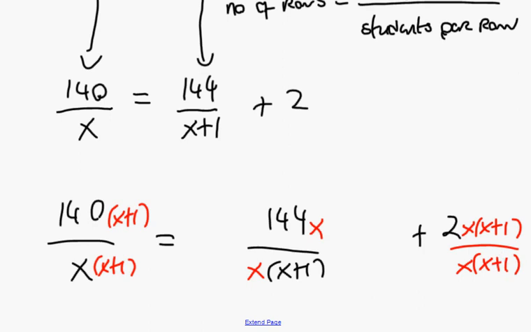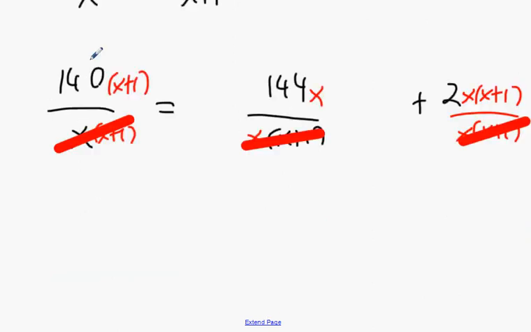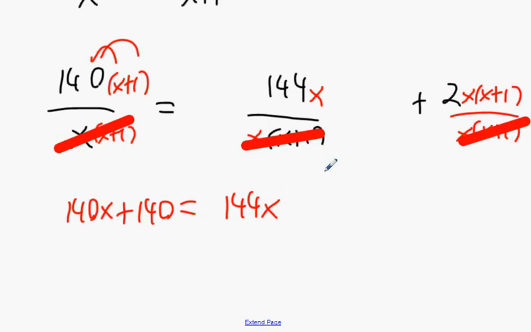Okay, and then what? Cancel the bottoms. And after that, what happens when you multiply it out? 140, 144x, and then 2x multiplied by x plus 1. 2x squared plus 2x, okay?